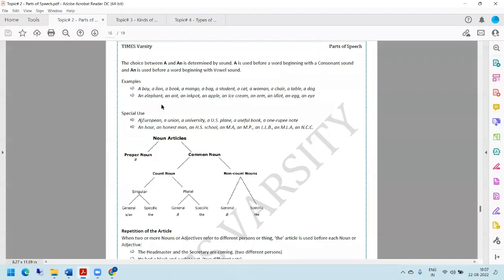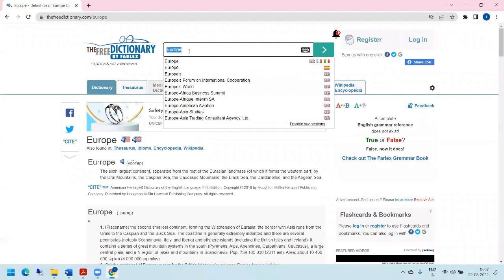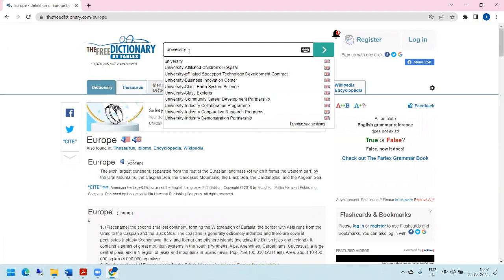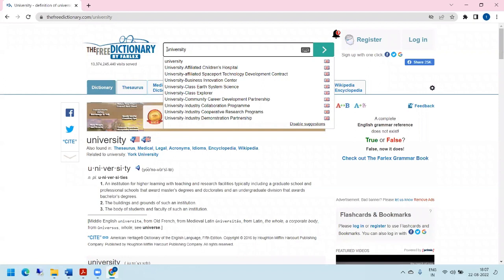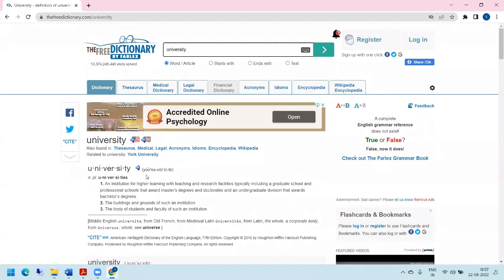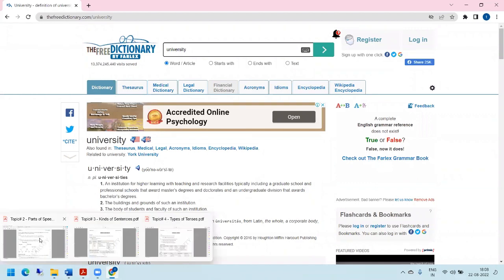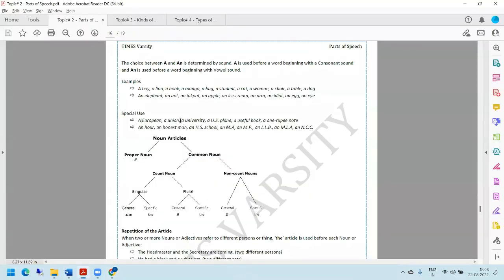That's why here it is a European. Similarly, union, a university. So as per spelling, it is starting with U, which is a vowel. But look at the pronunciation. It is university, so it is a Y consonant sound. That's why here the article "a" is used.